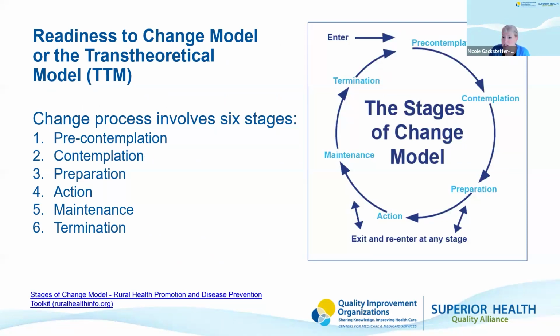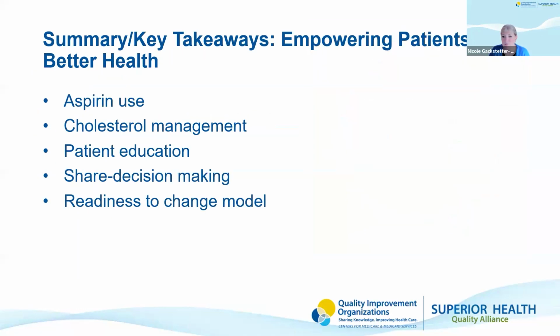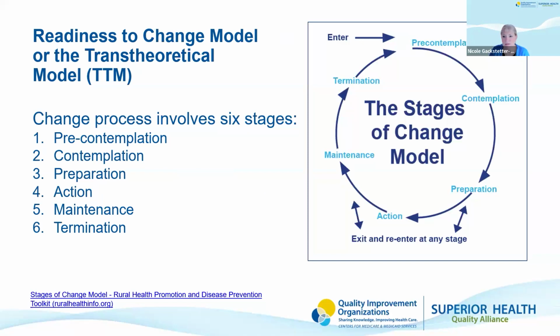So the readiness to change model, you see the model on the screen here, or the TTM. This outlines 6 key stages in the change process. Pre-contemplation. This stage reflects a lack of intention or readiness to take action regarding a behavior or change. Contemplation. Here, individuals are aware of the need for change and have intentions to take action, although they may not have committed to a specific step yet.